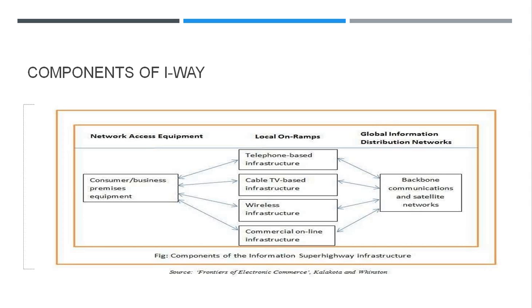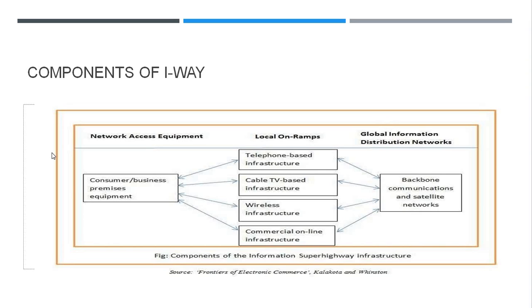So in order to understand the I-way, you should understand its main or basic components. The main components are the network access equipment, local on-ramps and the global information distribution network. So what is network access equipment? In order to connect to a network, there are certain access equipments which are very essential in today's scenario.